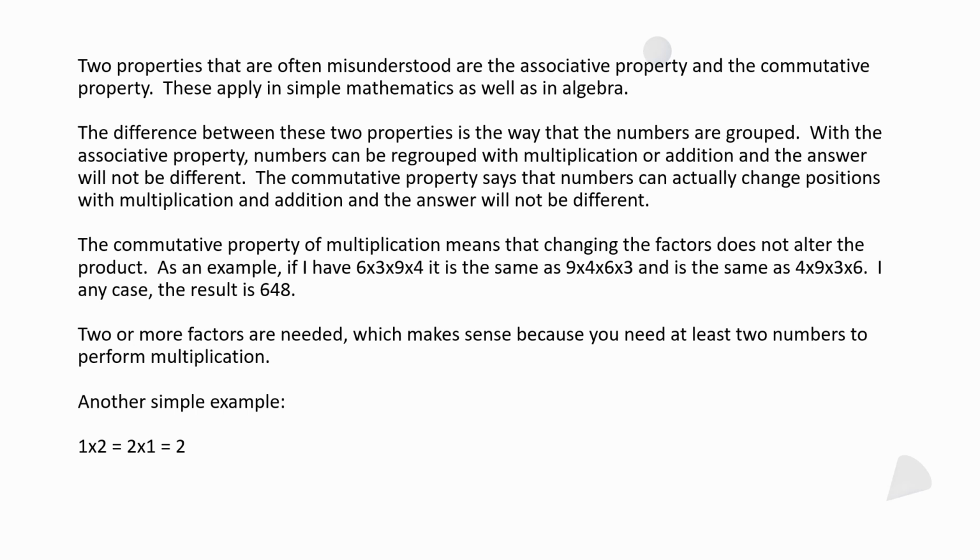So as an example, if I have 6 times 3 times 9 times 4, it's the same as 9 times 4 times 6 times 3. That's also the same as 4 times 9 times 3 times 6. In any case, the result is 648. Two or more factors are needed for the commutative property, which makes sense because you need at least two numbers to perform multiplication. Another simpler example would be 1 times 2 equals 2 times 1 equals 2. It doesn't matter which comes first.